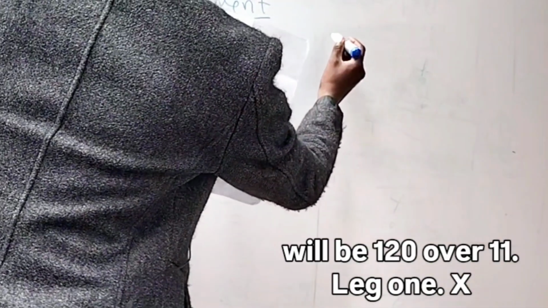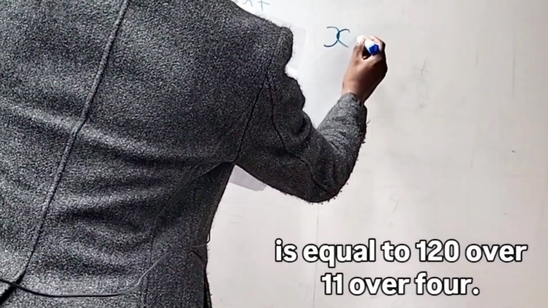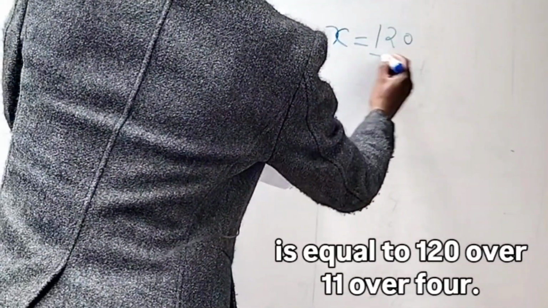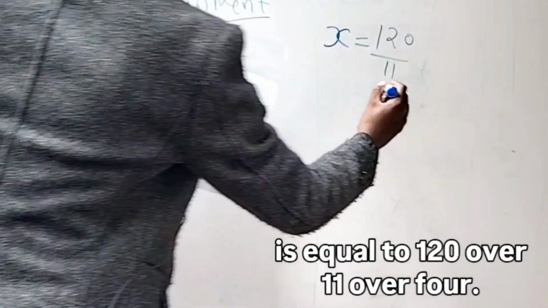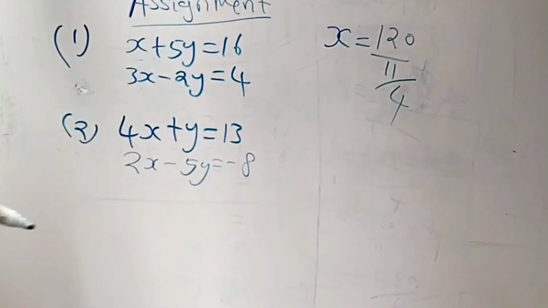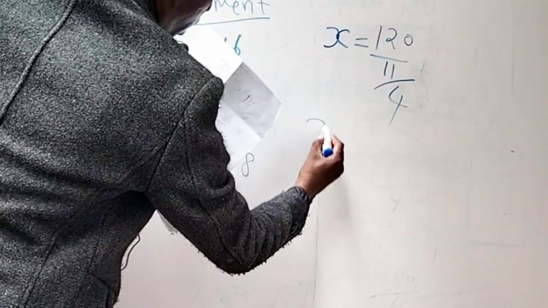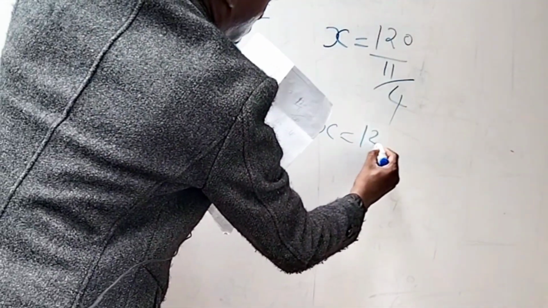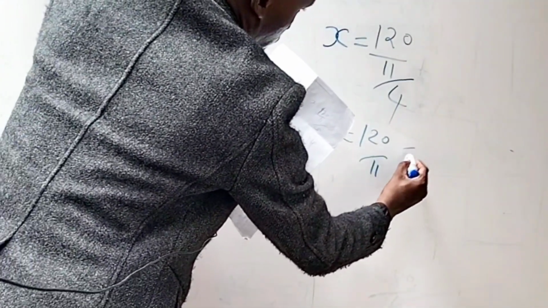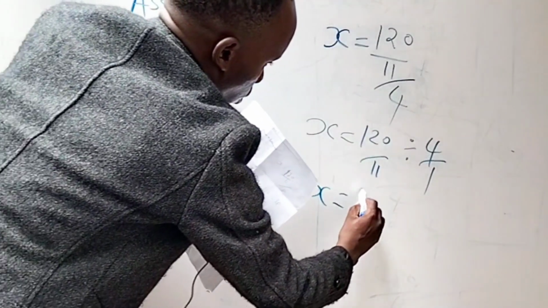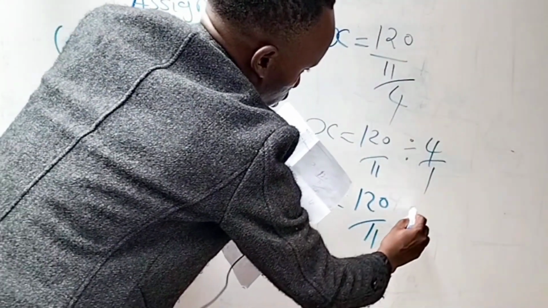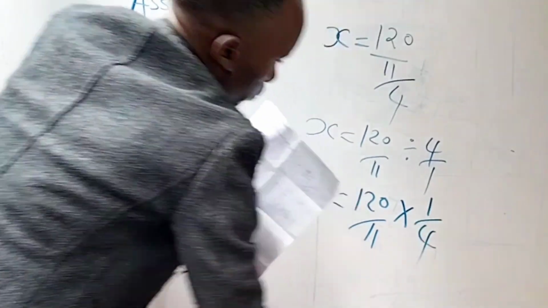So x is equal to 120 over 11 over 4. Okay, so what is this? How can we do this? It is the same as x is equal to 120 over 11 divided by 4 over 1. So we can do this. X is equal to 120 over 11 times 1 over 4.